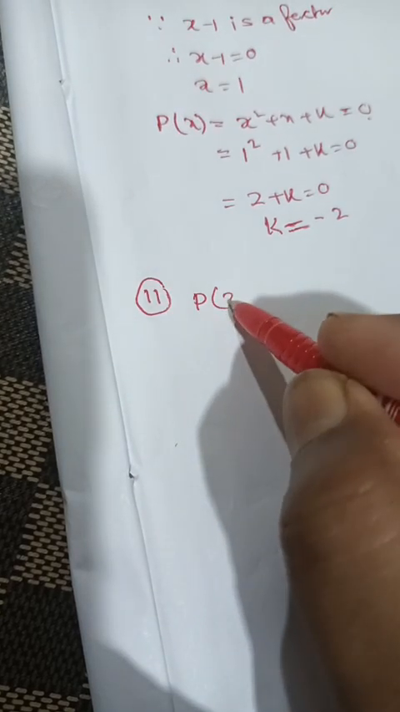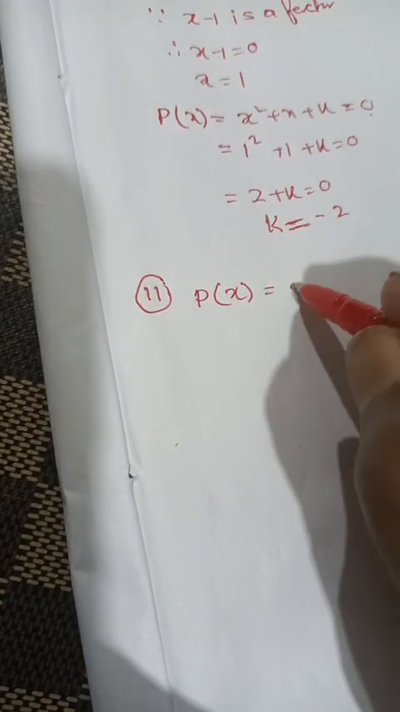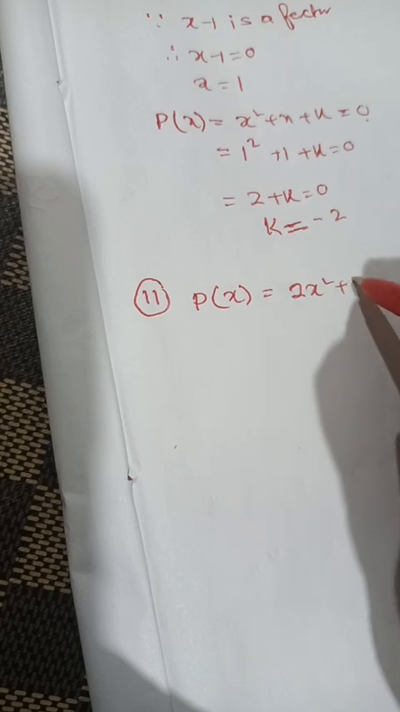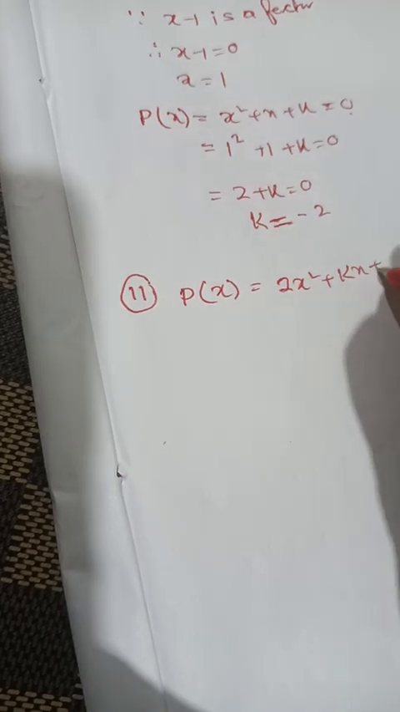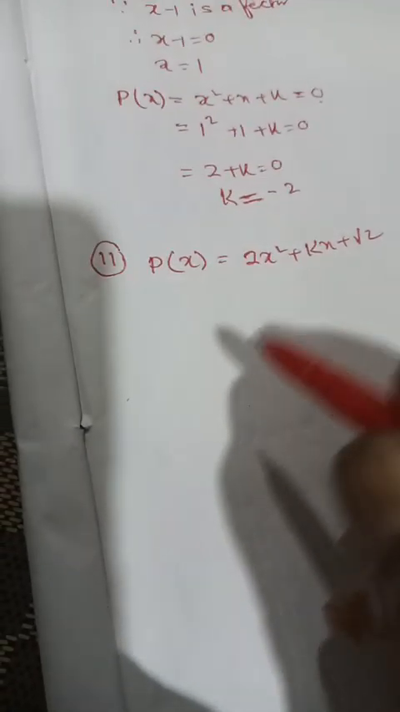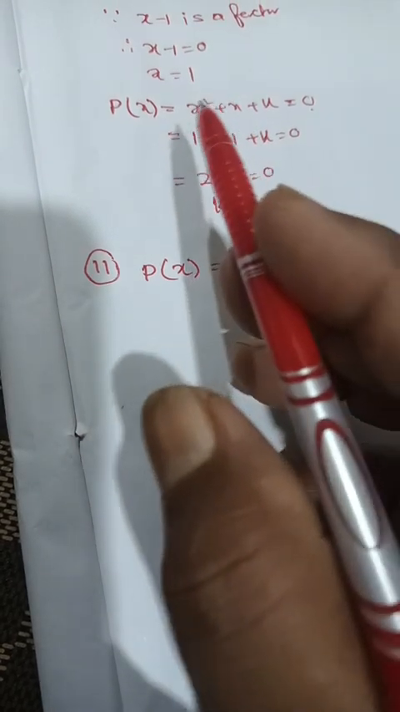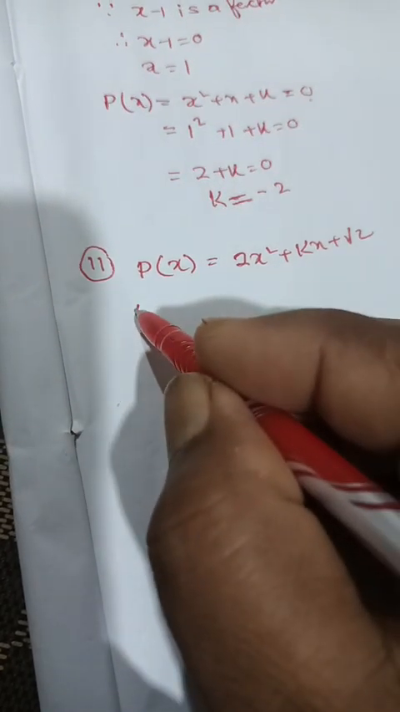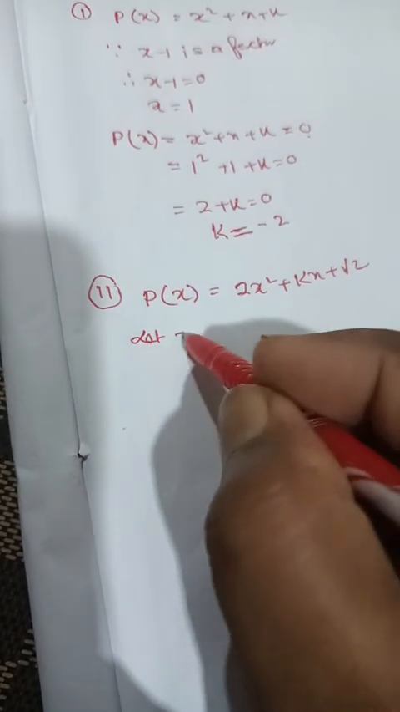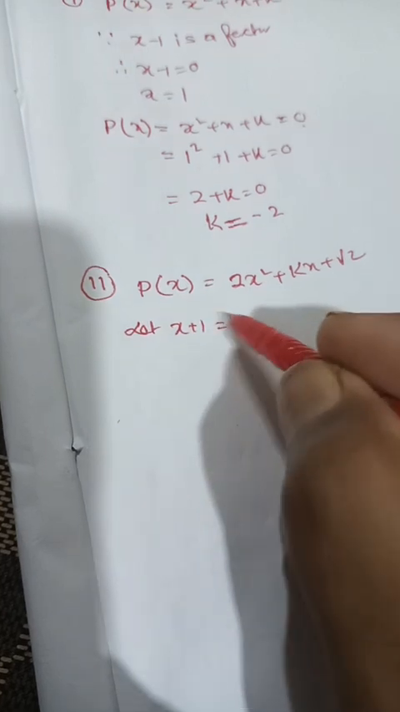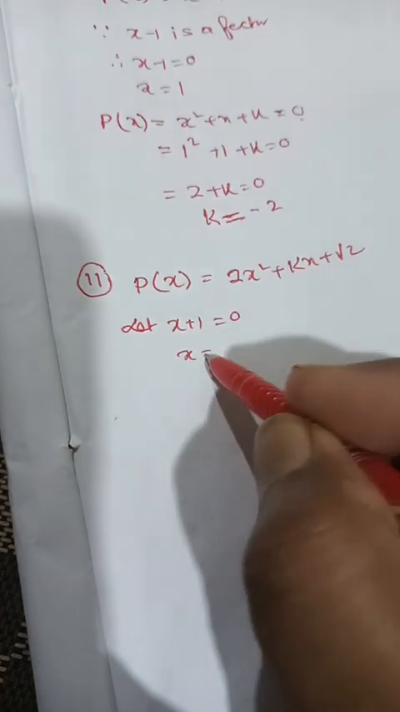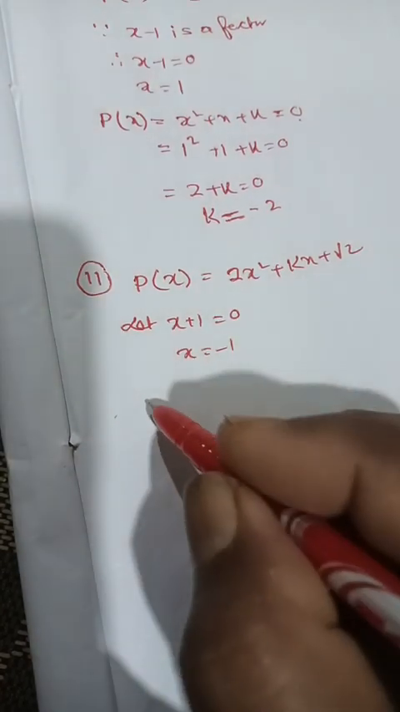p(x) is given 2x square plus kx plus root 2. Again we have to check whether x plus 1 is a factor of this. You write let x plus 1 is equal to 0 because it is a factor. Therefore you write x equal to minus 1.